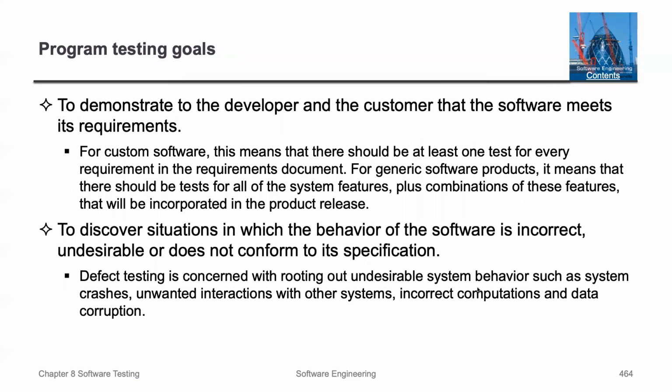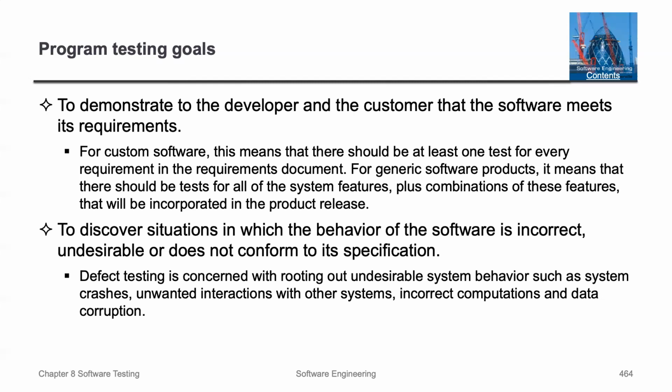So what are the program testing goals? You want to demonstrate to the developers and the customer that the software meets its requirements. For custom software, this means there should be at least one test for every requirement in the requirements document. For generic software products, it means there should be tests for all the system features, plus combinations of these features that will be incorporated in the product release. So you're trying to mimic what the customer would be doing. You also want to discover situations in which the behavior of the software is incorrect, undesirable, or does not conform to its specification.